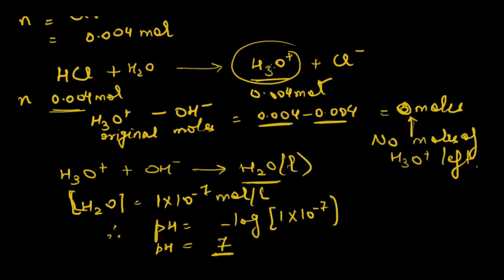So always remember, if we have equal number of moles of hydronium ions and hydroxide ions, they would neutralize each other to give us no moles left of any of these. Therefore, only water is present and the pH of water is 7.